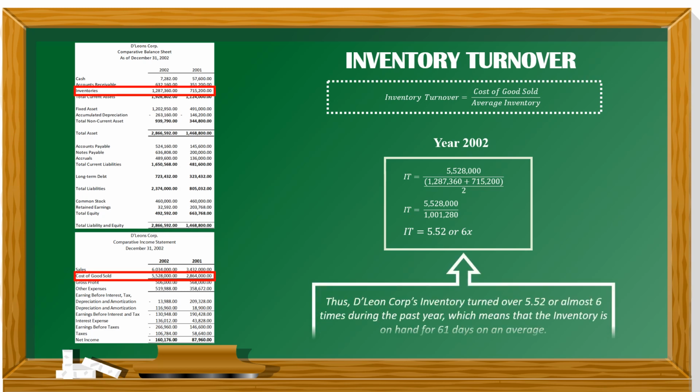Now, what does it imply? Same with the accounts receivable turnover, the inventory turnover here implies that De Leon Corp's inventory turned over 5.52 or almost 6 times during the past year. Which means to say that inventory is on hand for 61 days on average. So again, how did we get the 61 days? That is 365 divided by 6. So the implication here is that De Leon Corp is holding its inventory for an average of 61 days.